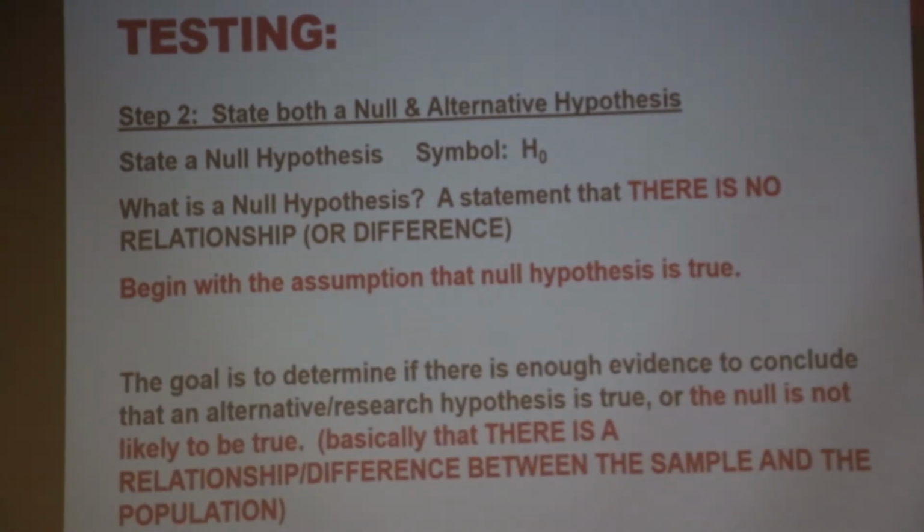Then your goal is to see if you have enough evidence to conclude that the null hypothesis is not likely to be true. So the other hypothesis, that there actually is a relationship, we call the alternative, or sometimes the research hypothesis. And we denote that with H1. So it's either null or alternative, H0 or H1. That's pretty straightforward.